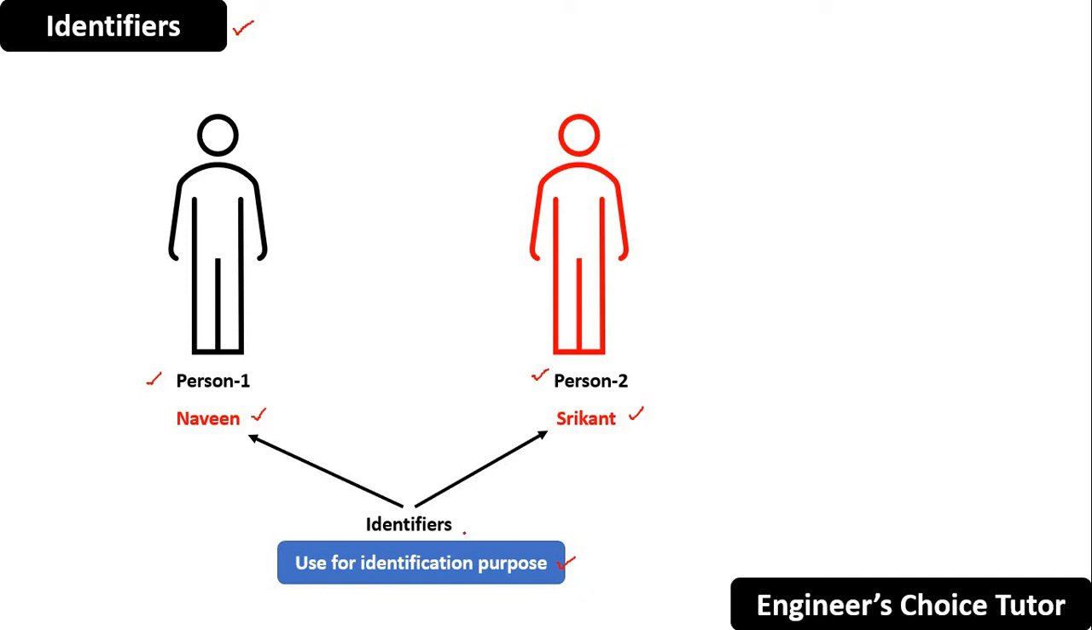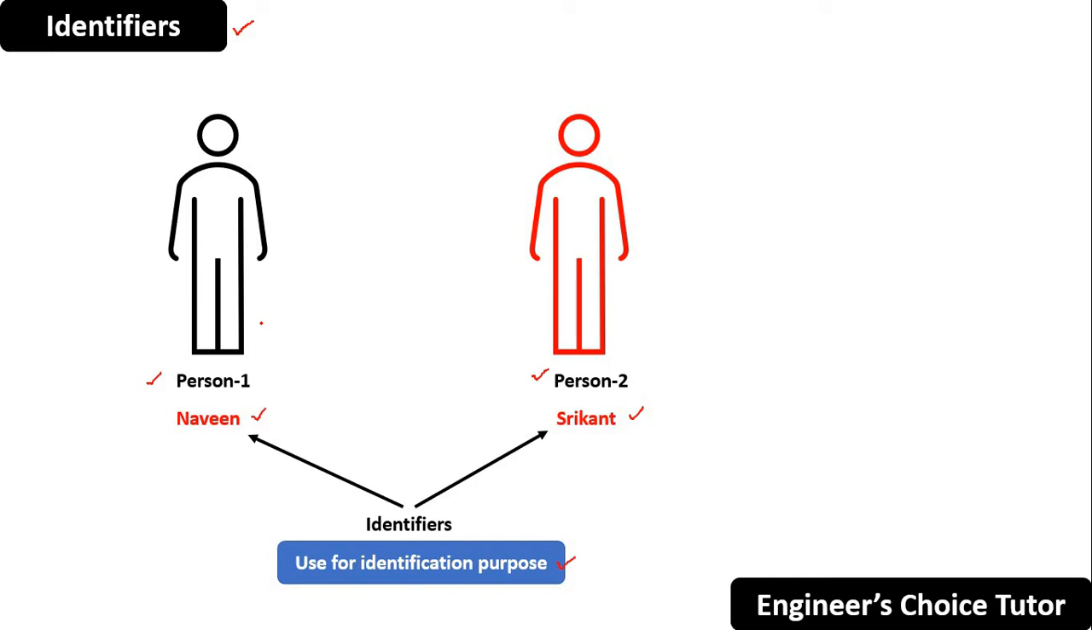How can we define an identifier? Here identifier is the name of the person by which we can identify a person, right? Or we can call that person by, hey Naveen, hey Shrikant. So identifier is basically a name.